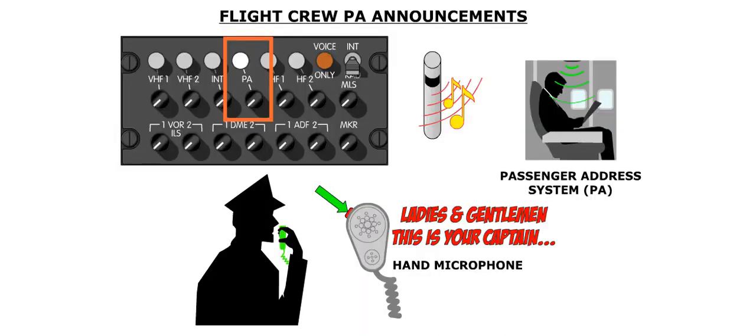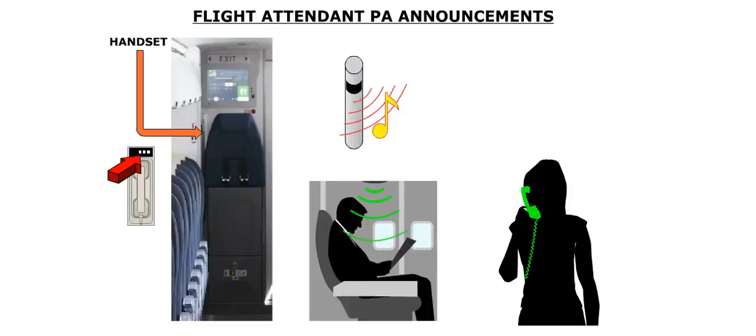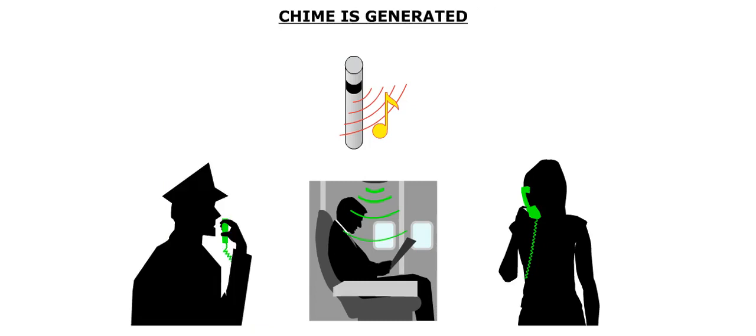In the flight deck, PAs made by the flight attendants can be heard by selecting the PA volume control knob. PAs from the flight deck are made by selecting the PA transmission key and using one of the push-to-talk buttons. The flight attendant can make announcements with the handset by depressing the PA push button above the handset cradle. The PA system generates a single chime in the cabin.